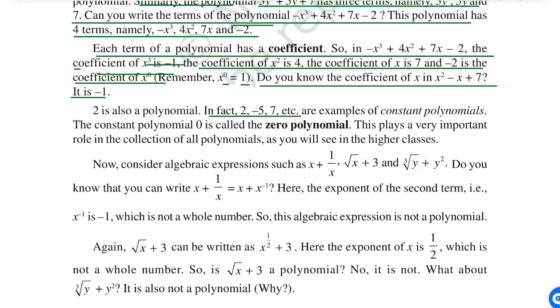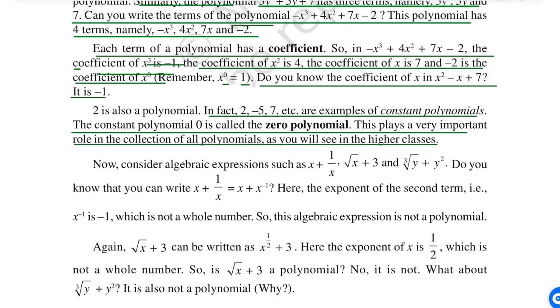2 is also a polynomial. In fact, 2, −5, 7, etc. are examples of constant polynomials. The constant polynomial 0 is called the zero polynomial. This plays a very important role in the collection of all polynomials, as you will see in higher classes.